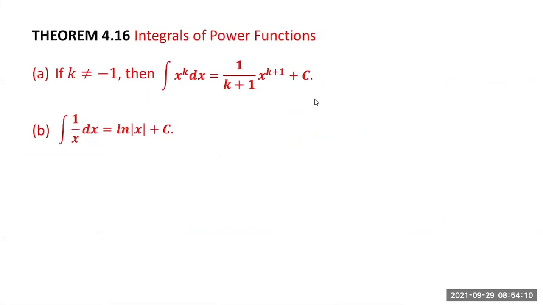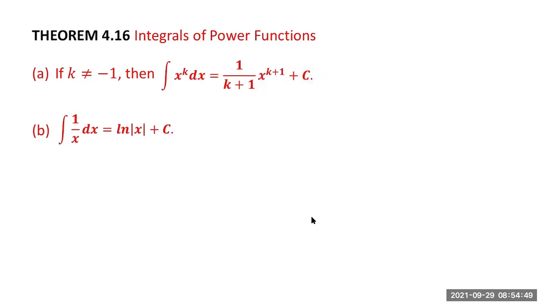From here onwards, we have some theorems. So let's go over one by one. Here is the first theorem we have, theorem 4.14, integrals of power functions. Okay. So here is the first part. If k is not equal to -1, then the indefinite integral of x to the power k, this is how you denote it. You put this integral symbol and then you put your function and then dx. Okay. The indefinite integral of x to the power k is going to be 1 over k plus 1 times x to the power k plus 1 plus c.